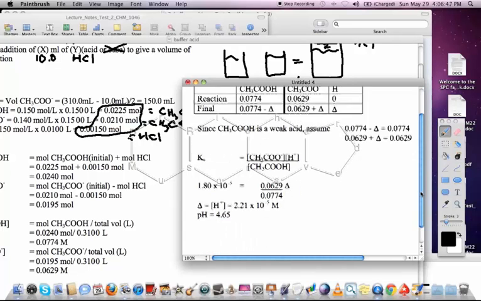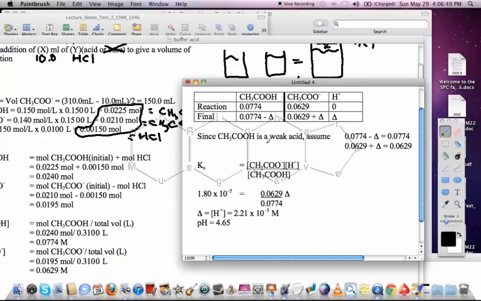Alright, so going through the rest of the problem, we make the same assumption for the weak acid because it's a buffer, and buffers have to be made from weak acids. So we make this assumption that 0.0774 minus delta is going to be 0.0774, 0.0629 plus delta is going to be 0.0629. We substitute those values into the Ka expression, including the Ka which we're given, and calculate delta. Delta is going to be the same concentration of H+. We find the pH, and it comes out to 4.65.